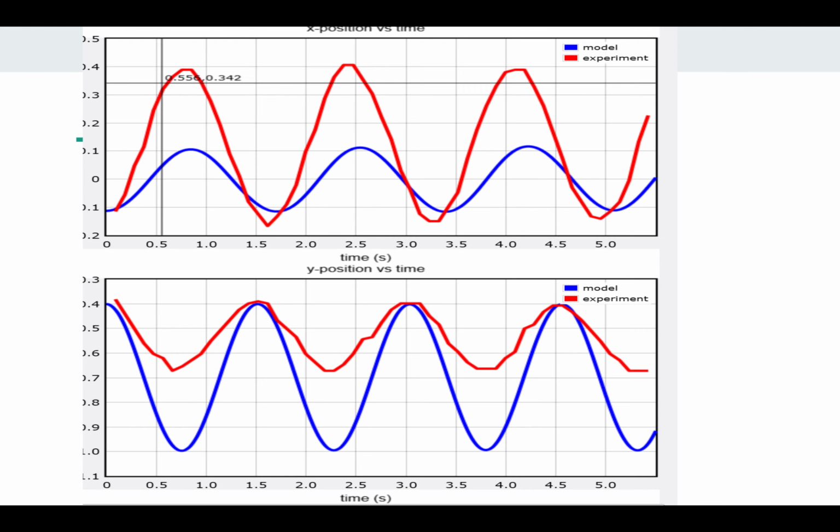So I'm going to go back here. As you can see, if I'm going from the bottom of the oscillation to the bottom of the oscillation, it's close to 2.0 for the X. It's close to 2.0 for the Y. Bang.